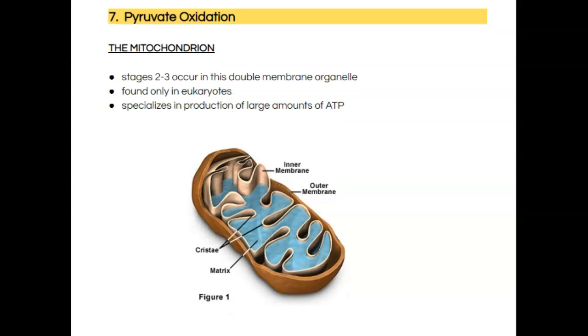So in today's lesson, I'm going to be moving on from glycolysis into the next stage of cellular respiration, aerobic cellular respiration, and I want to discuss pyruvate oxidation. So you'll remember that the primary product resulting from glycolysis are those two pyruvate molecules. That is what is remaining now of our original glucose molecule.